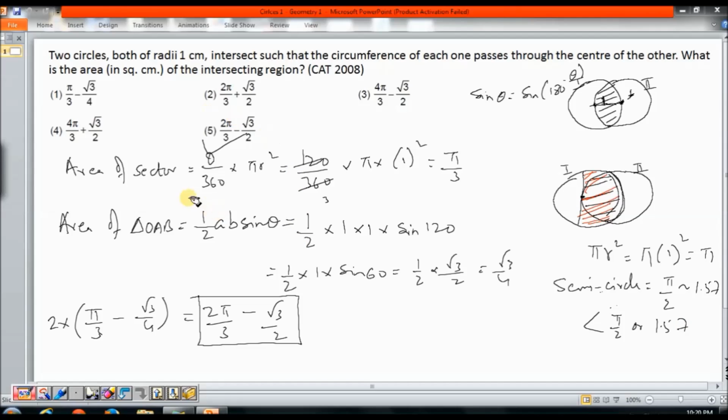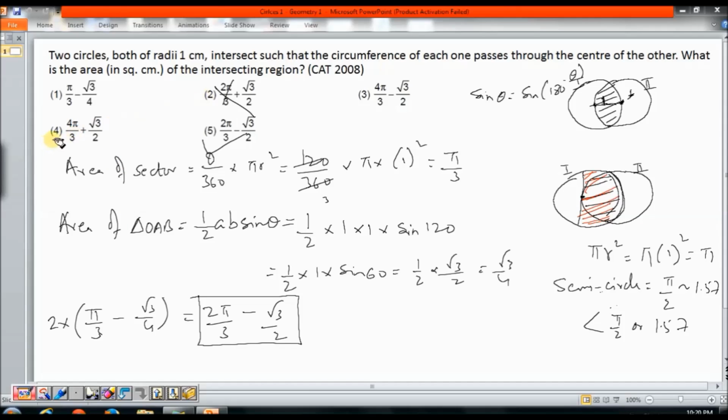Now if I see this option number 2, this is 2 pi by 3. Even if I approximate pi to be 3, pi's actual value is 3.14, I approximate it to 3. So 3 and 3 will get cancelled. I will get 2 plus something. But I know my value should be less than 1.57. So this cannot be my answer. So 2 cannot be my answer.